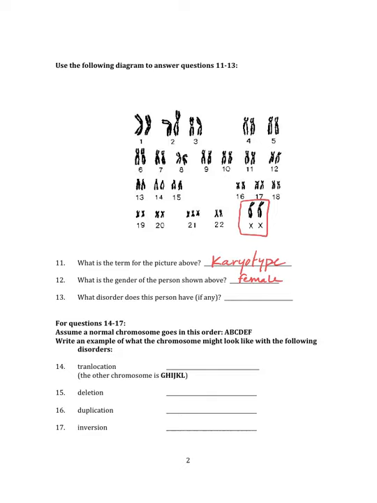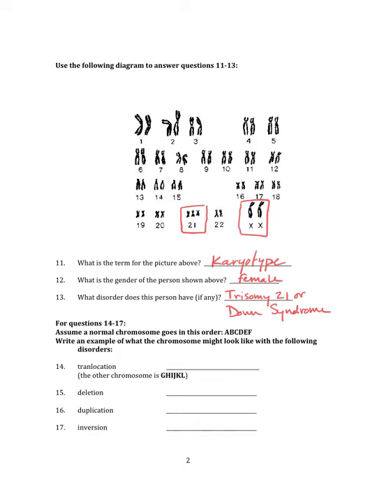And number 13 says, what disorder does this person have, if any? And so remember, you want to look for a chromosomal disorder, which means they are either missing chromosomes or have extra chromosomes. And you can see in this karyotype, this person has 3 chromosomes at location number 21. And that means that this person has trisomy 21, which is also known as Down syndrome.